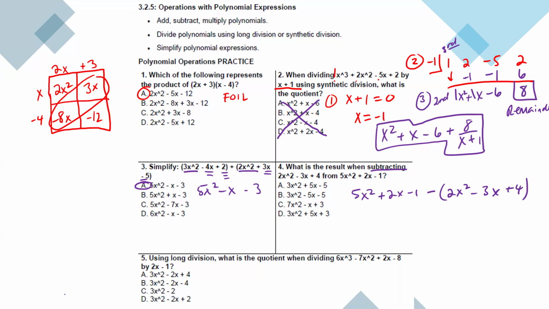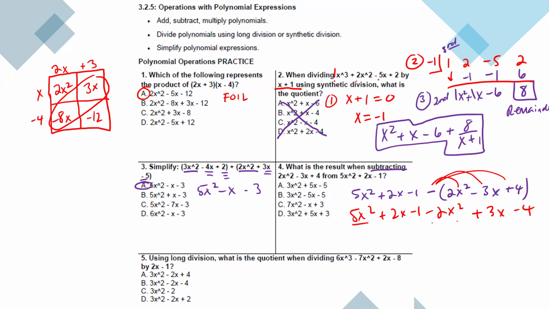Okay, after you do that, you're going to distribute. So we get 5x squared plus 2x minus 1 minus 2x squared plus 3x minus 4. And now it just comes down to combining like terms.